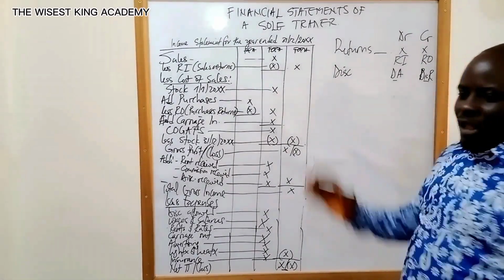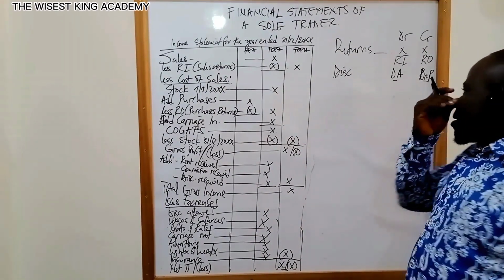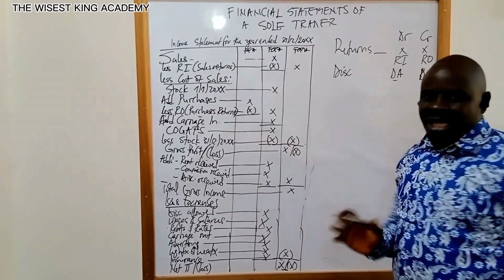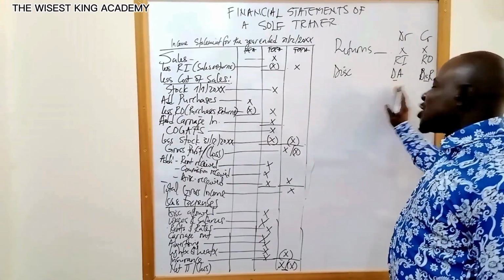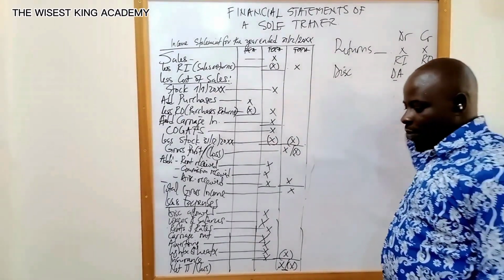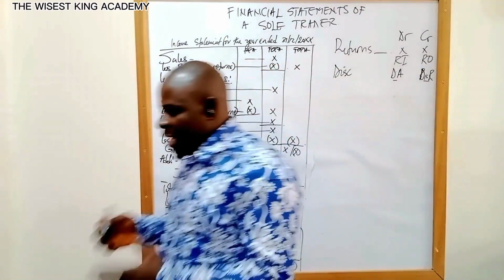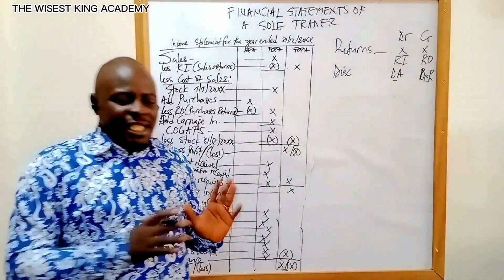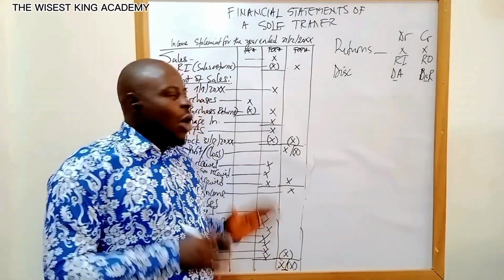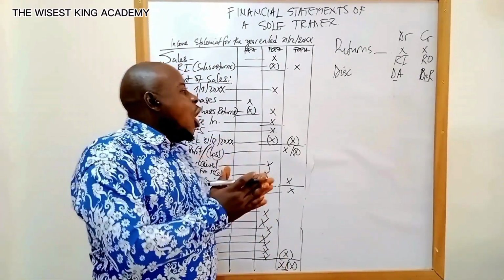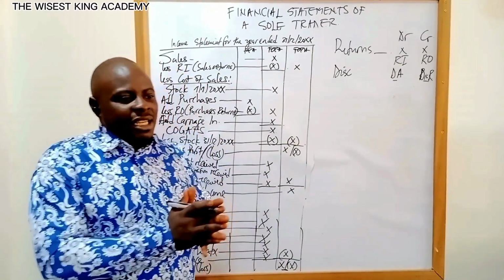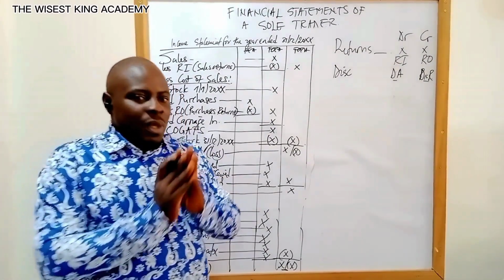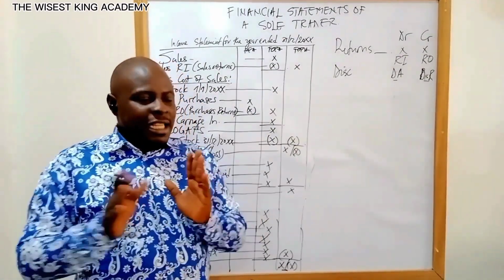Purchases, sales. Purchases is debited, sales is credited. So if you find rent on the debit side, it's rent expense. If you find rent on the credit side, it's rent income. So I bring us to some basic things in double entry. All incomes are credited and all expenses are debited. We should note that. All assets are debited, all liabilities are credited. Capital and liabilities are credited. Expenses and assets are debited. Incomes are credited.